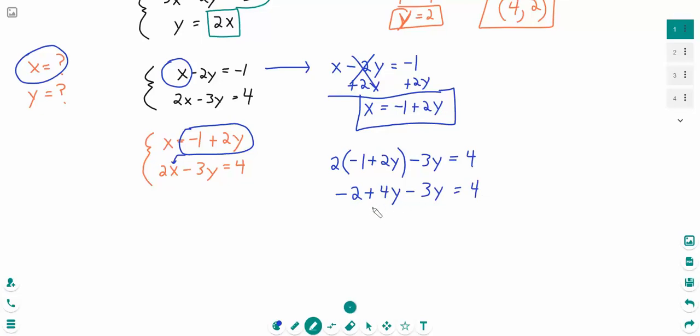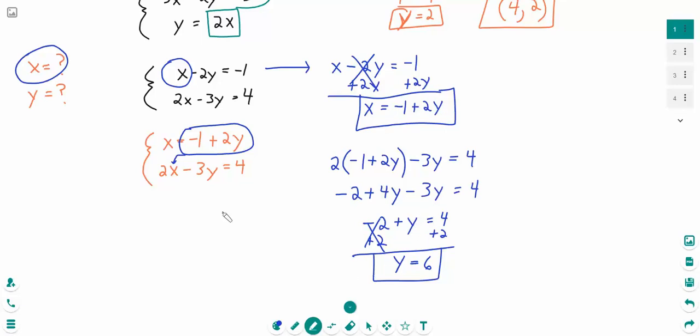Now I can combine like terms here. I have a positive 4y and a negative 3y. Well, that's just going to give me a y. So I end up with a negative 2 plus y is equal to 4. Now I can add 2 to both sides. And that will give me y is equal to 6. There we go. There's part of my solution.